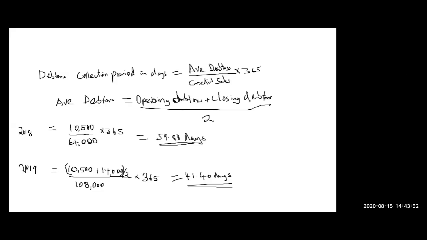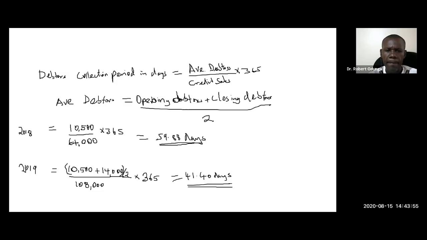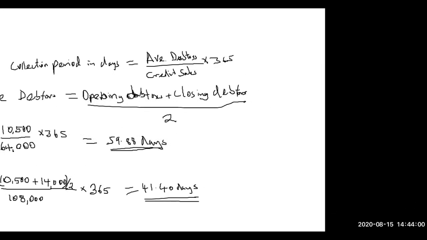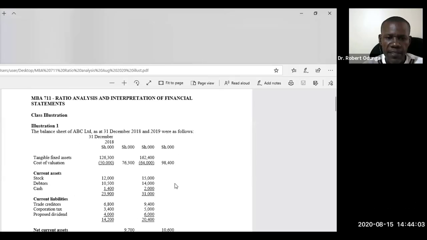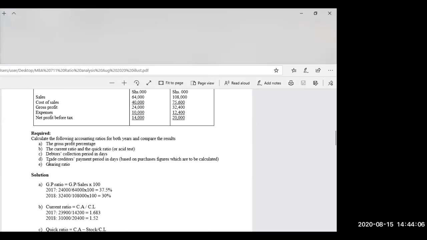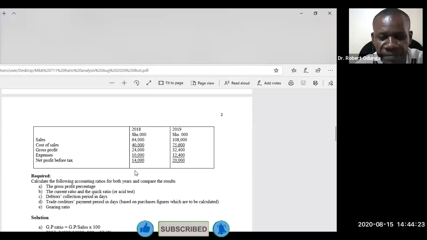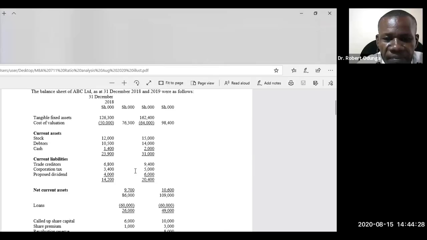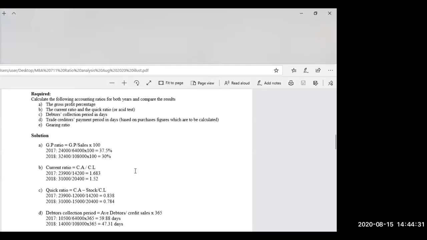Okay. So let's continue with part D of the question. It is asking us for trade creditors payment period in days, based on purchases figures which are to be calculated. So you don't know the purchases figure. How do you calculate the purchases figure?